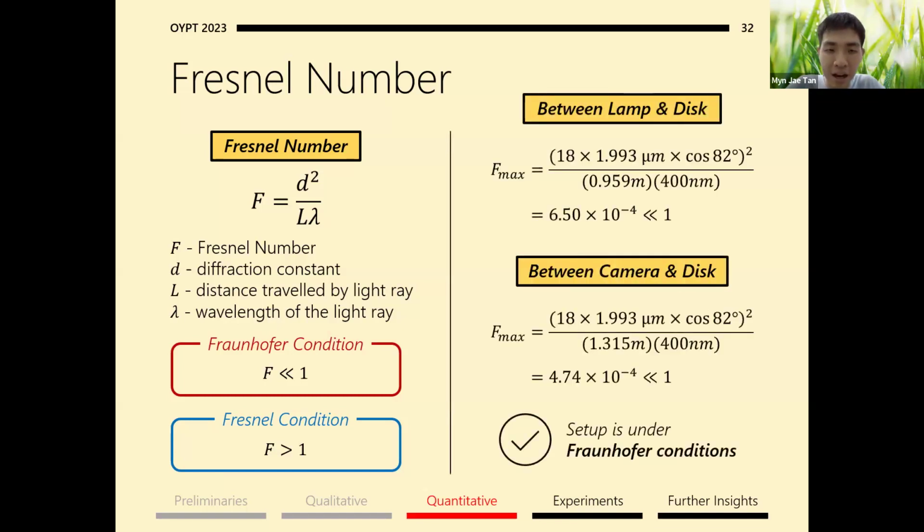For my setup, what I did was to calculate the Fresnel number between the light source and the disk, as well as between the camera and the disk. Because both give me a value that is much smaller than 1, we can verify that the setup is under Fraunhofer conditions, which allows us to make use of an approximation, a very useful approximation that I'll be elaborating on later.